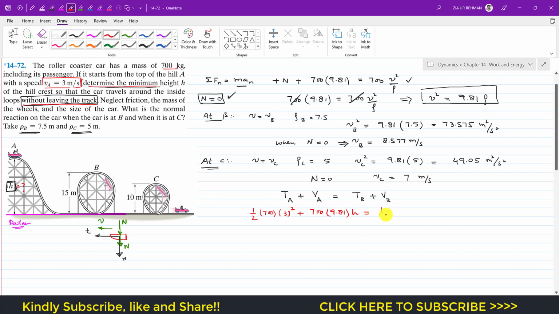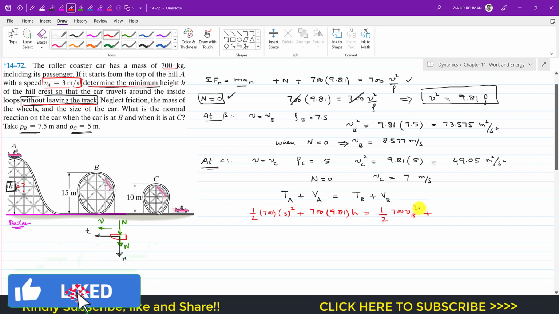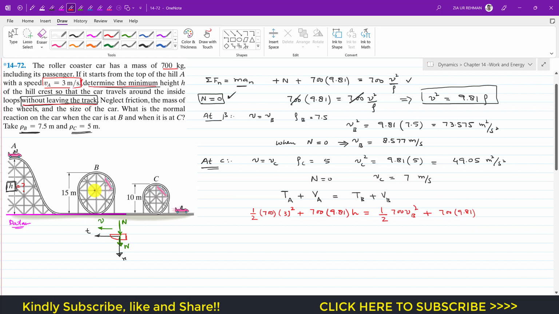So the kinetic energy of the car at point B is 1 divided by 2, mass, and mass is 700 times Vb square, plus the gravitational potential energy of the car at B. So again, that will be weight times h from the datum. So weight is again 700 into 9.81, and at point B, the distance from the datum is 15. So I will multiply this with 15. So if I divide this whole equation by 700, this will cancel out, this will cancel out, this will cancel out. So we will have this equation like this.